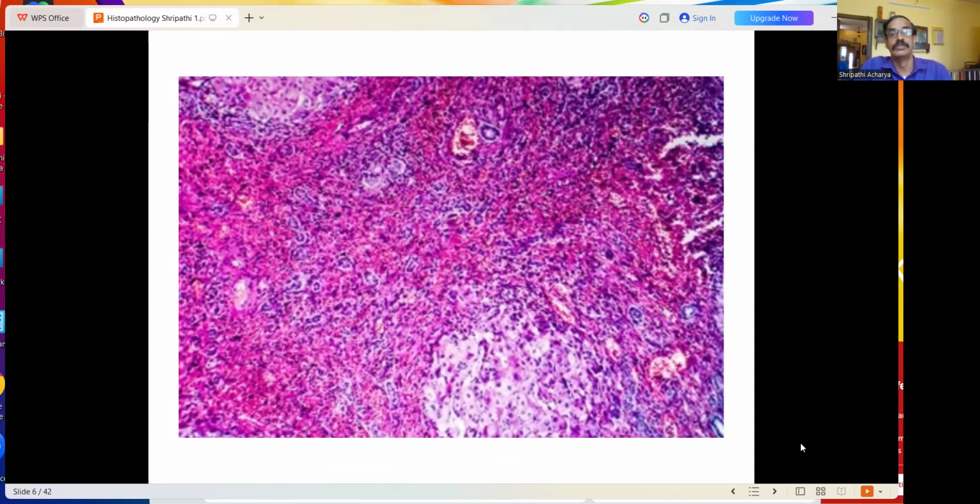So this is the cells of the liver, TS of the liver. See.